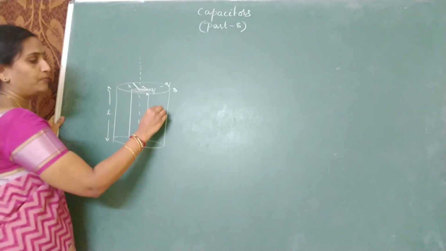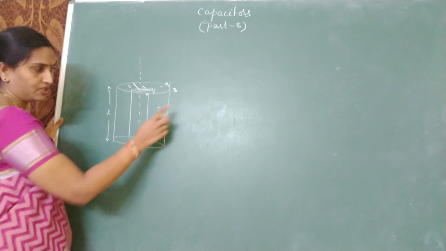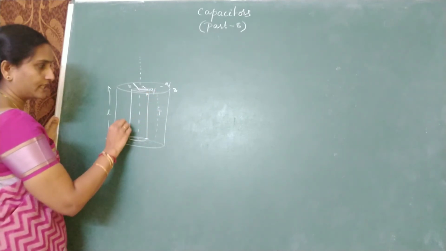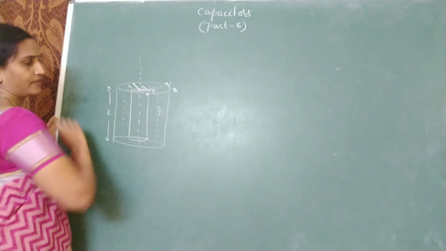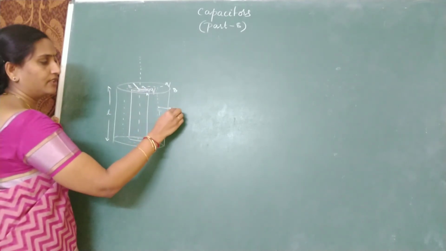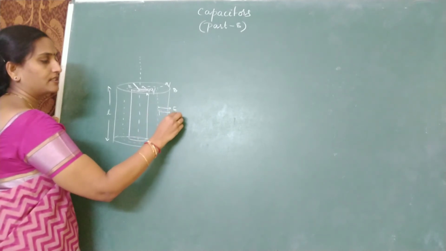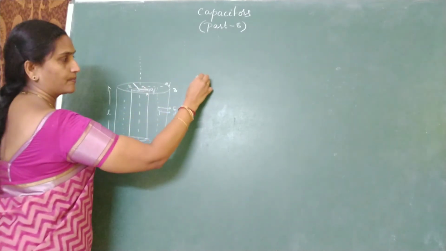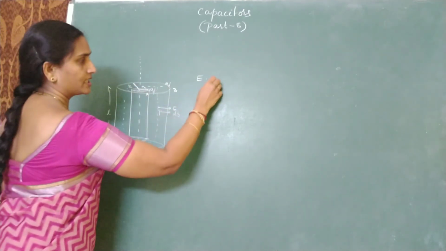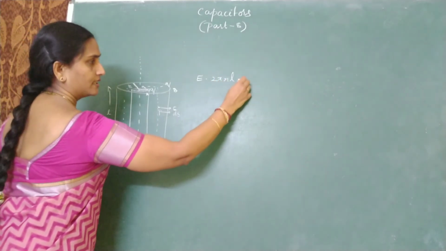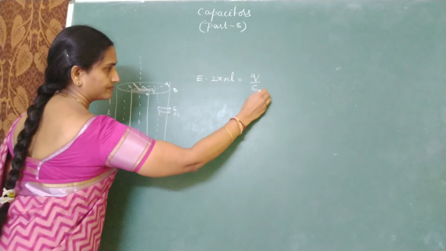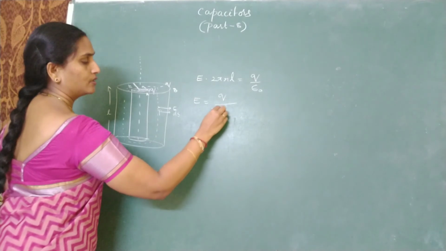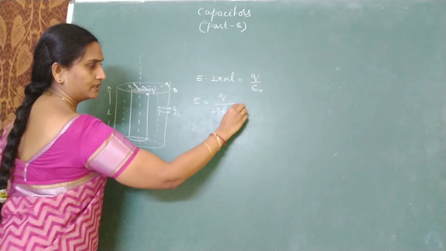So for that, select a point P in between the two cylinders. Construct a Gaussian surface to calculate the electric field first. We know the electric field is directed away, and dS is also directed away. It is enclosing a charge Q. So if I apply Gauss law, E into curved surface area 2 pi RL should be Q by epsilon naught, or we will get the electric field as Q by 2 pi epsilon naught R into L.